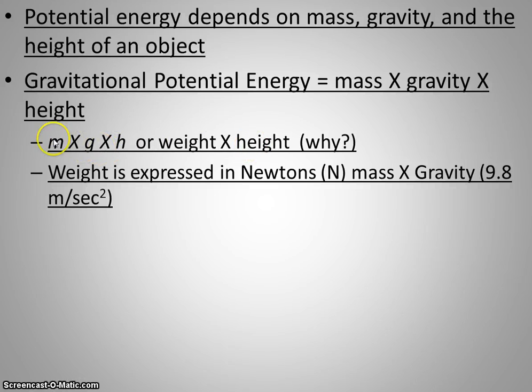Because here on Earth, the mass of an object times the force of gravity, that's the same thing as weight, right? Our mass is affected by gravity, and that causes what we call weight. So you can either be given a weight of an object and then a height and determine its potential energy, or you can be given the mass, then multiply that times gravity and times the height to determine its potential energy.